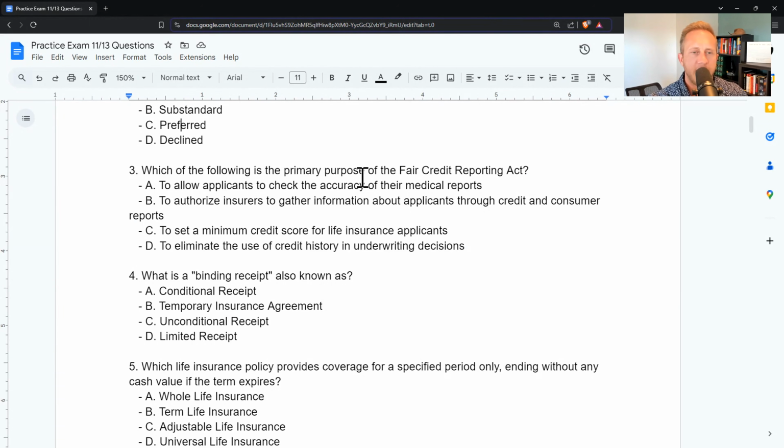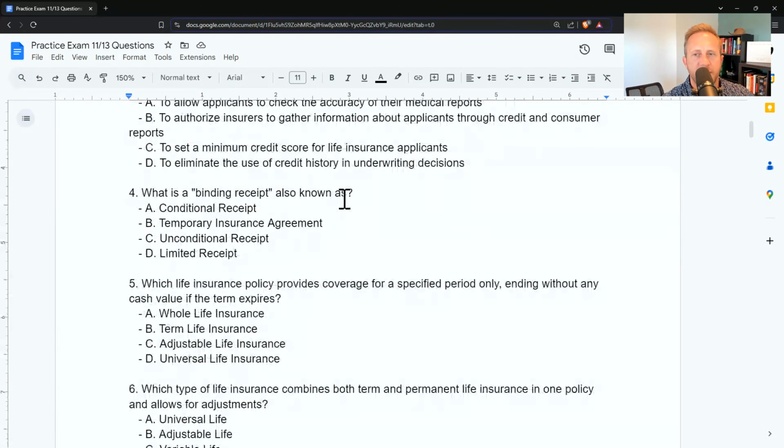The correct answer is B, to authorize insurers to gather information about applicants through credit and consumer reports. All right. So the Fair Credit Reporting Act lets insurance companies gather information about applicants through credit and consumer reports in a way that's fair to the consumer.